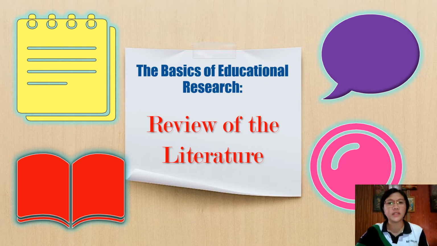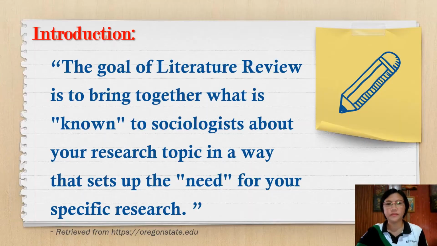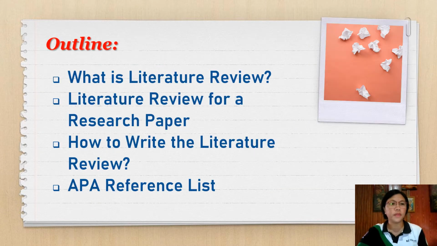My report is the basics of educational research, a review of the literature. For the introduction, the goal of a literature review is to bring together what is known to sociologists about your research topic in a way that sets up the need for your specific research. The outline for this presentation is: first, what is a literature review; second, literature review for a research paper; third, how to write the literature review; and finally, the APA reference list.